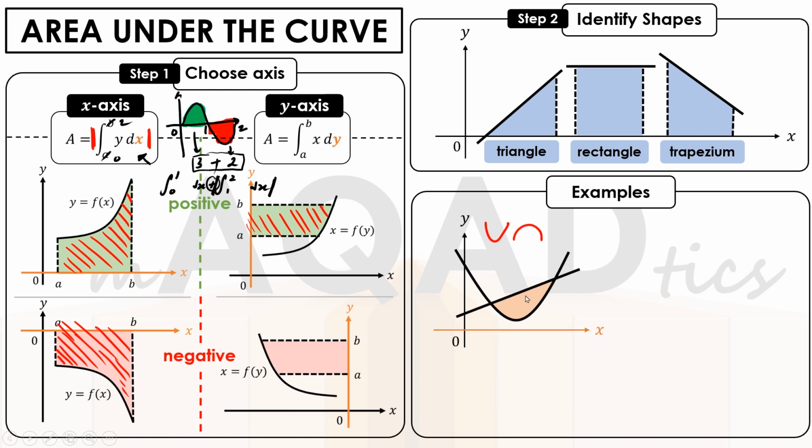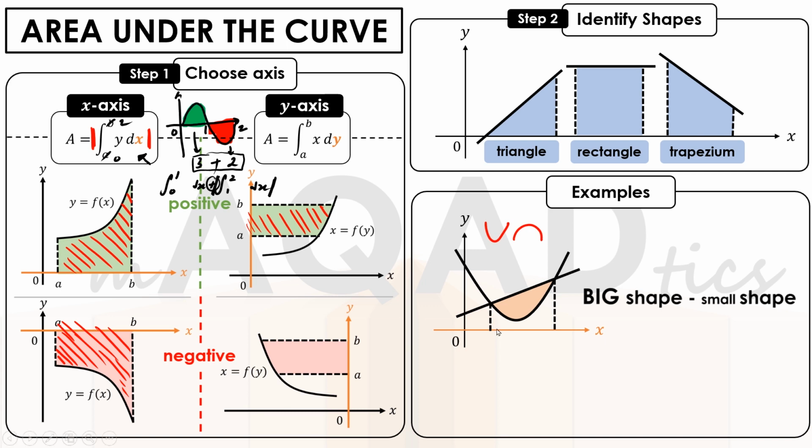Okay, so let me find the starting point and the ending point of this area, right? And let's go to a second step, which is to identify the shapes. The reason we identify the shapes is because there's one technique to find the area of a shaded region, which is big shape minus the small shape.